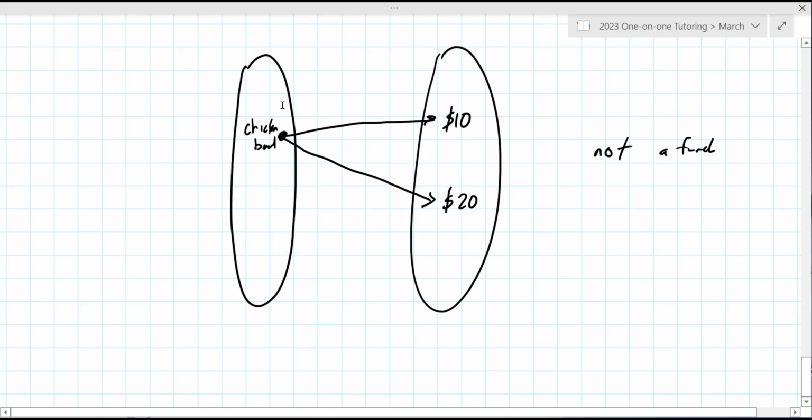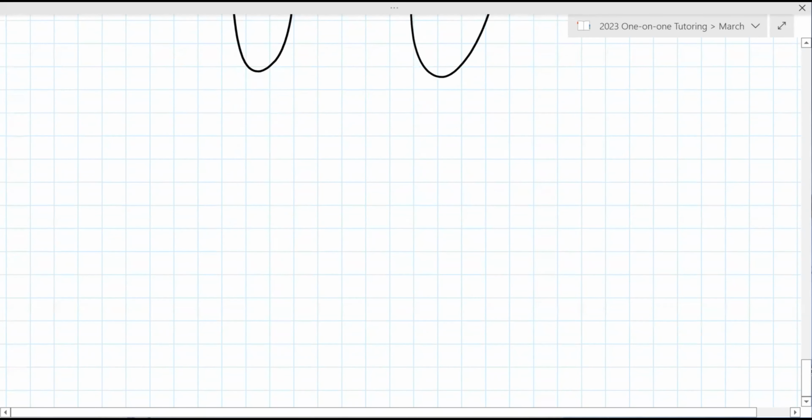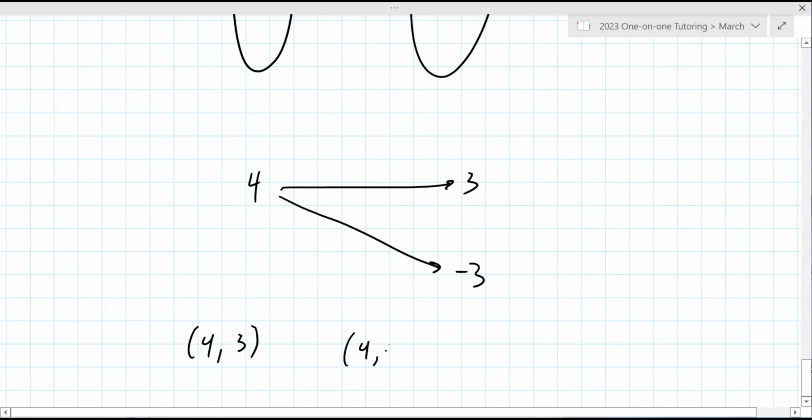When I kept saying duplicates, it'd be like saying the same input, I'm at Chipotle, I go there. In terms of numbers, it'd be like 4 going to 3, and then 4 also going to -3. Which one does it go to? That's why you're looking for duplicates. If you see something like 4, 3, and then 4 comma -3, because they go to different outputs, you have a problem. So it would not be a function.